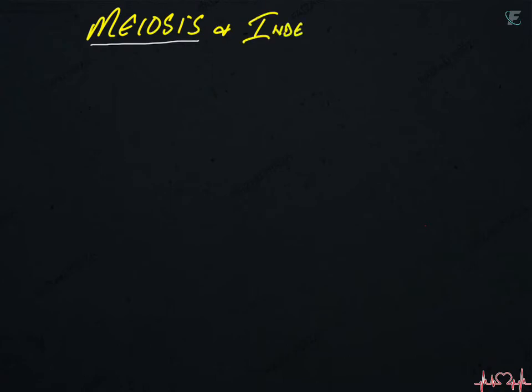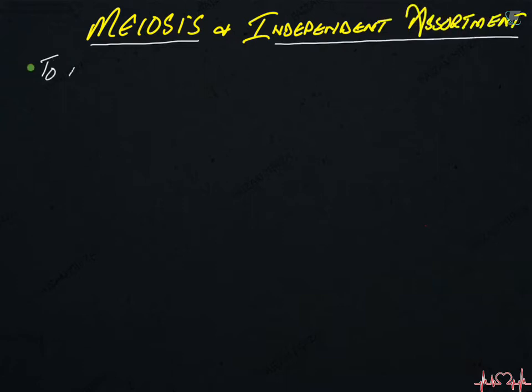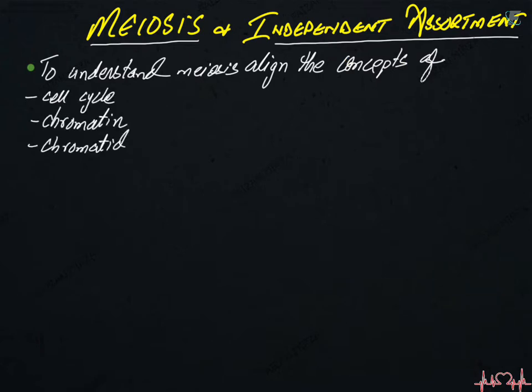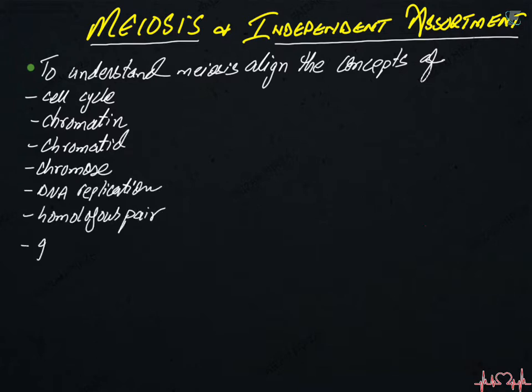So what's meiosis? We'll be discussing meiosis and independent assortment in detail in this video. To understand the basic concept of meiosis, you have to align the concepts of cell cycle, chromatin, chromatid, chromosome, DNA replication, homologous pair, gene locus. So these concepts must be in place to understand what's actually happening in meiosis and how it's connected with independent assortment of chromosomes and the genes and the alleles.